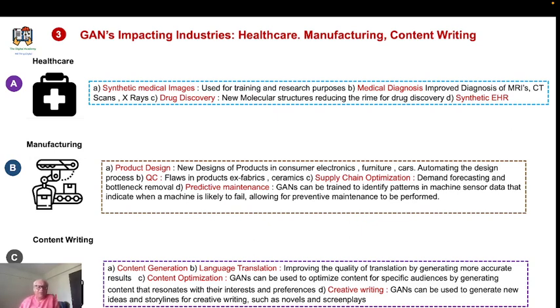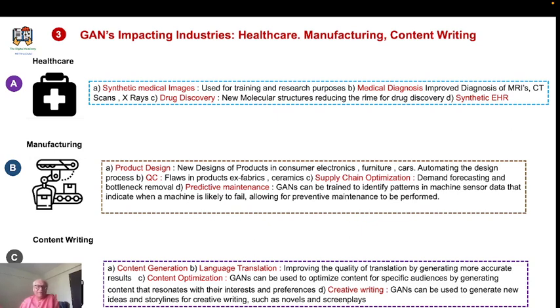In manufacturing, we did talk about supply chain a couple of minutes ago. It has an impact on product design, where new prototypes and new product designs in certain industries can be created using GANs. Similarly, supply chain optimization includes demand forecasting, bottleneck removal, and predictive maintenance, where GANs try to identify patterns from machine sensor data that indicate which machine is likely going to fail, which enables you to take preventive maintenance. Now, these are industries that we know of.